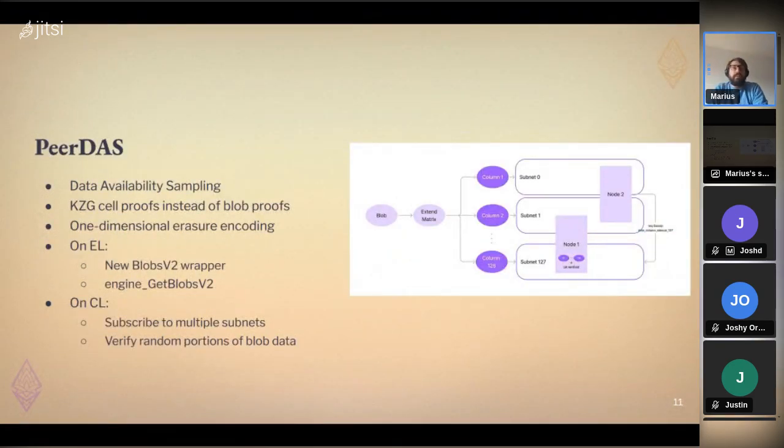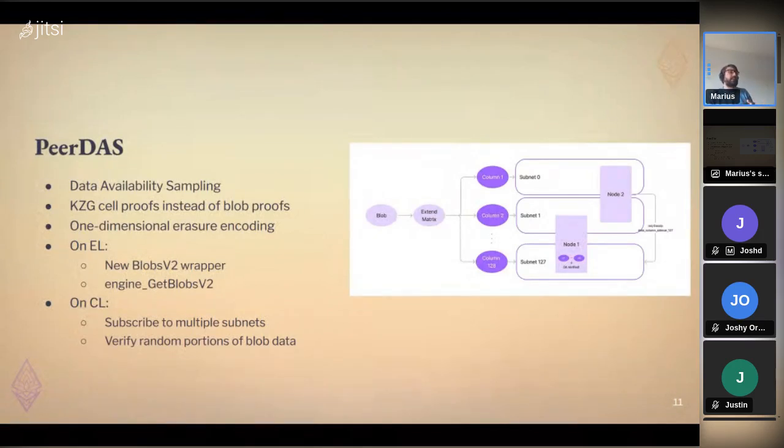PeerDAS is a one-dimensional erasure encoding. Basically, we take the blob data and we extend it and erasure encode it, and then we take 128 proofs called cell proofs and send them, and send some pieces of data on different columns.